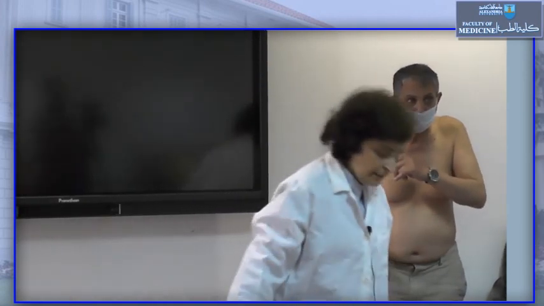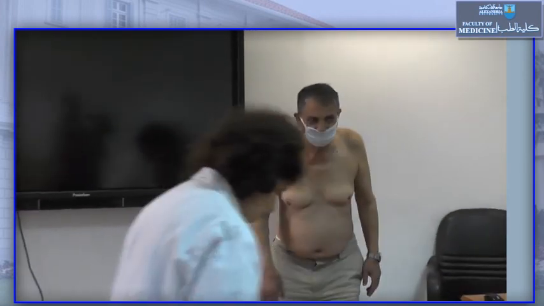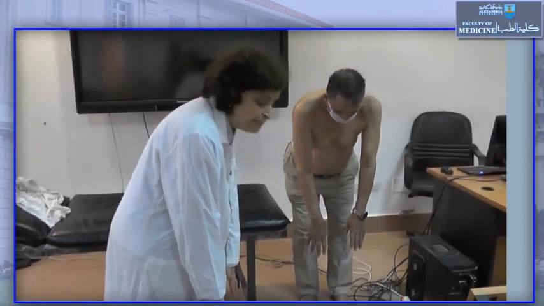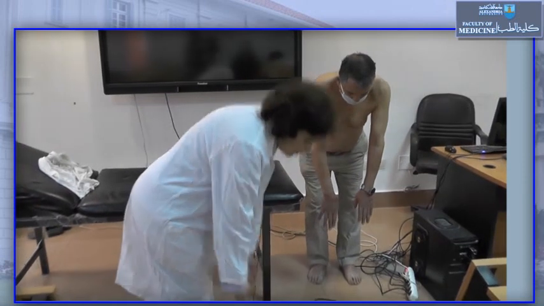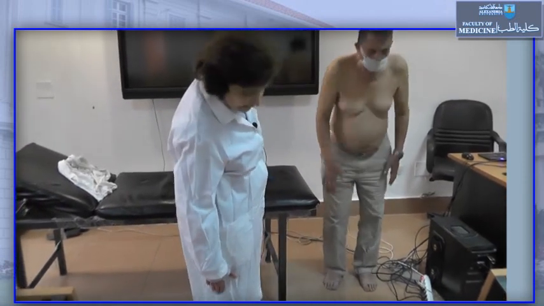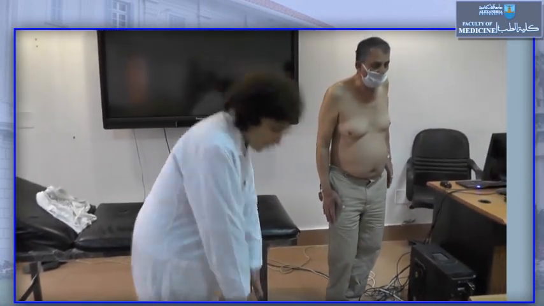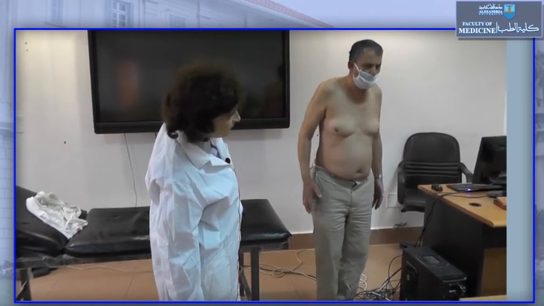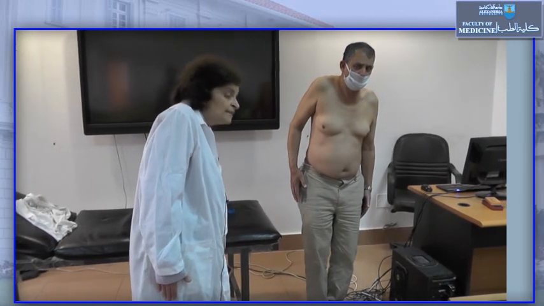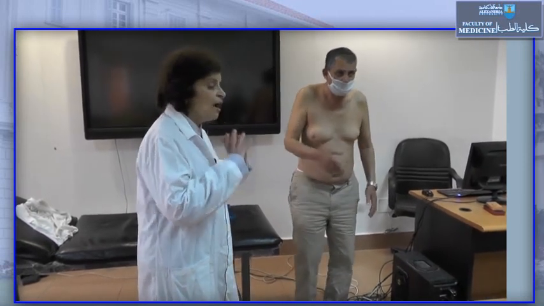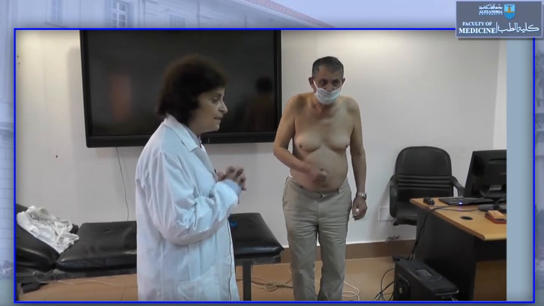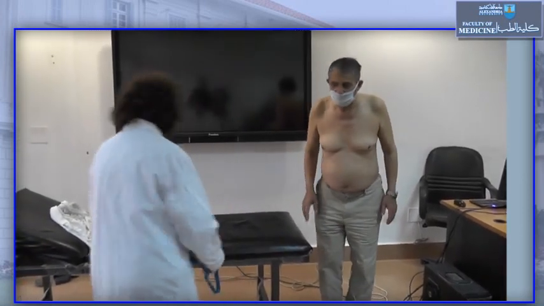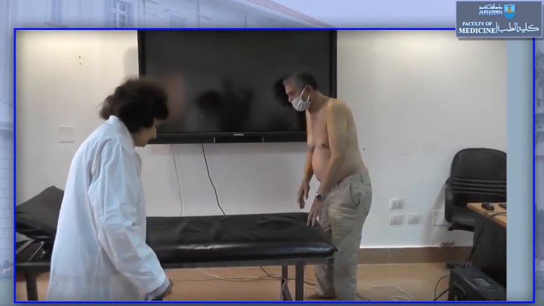Okay. So we do lumbar flexion. It doesn't go any further. So that's forward lumbar flexion, and then we have the lateral flexion. Very minimal movement as well. So there is a reduction of the lumbar mobility as well.